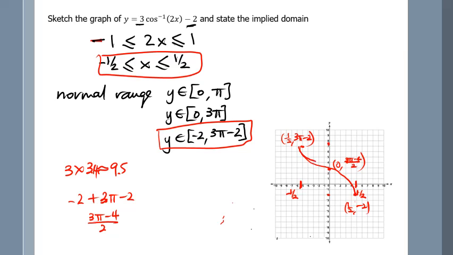And that's the graph of 3 cos inverse of 2x minus 2. My implied domain is negative a half is less than or equal to x, which is less than or equal to half, and my range is from negative 2 to 3 pi on 2.